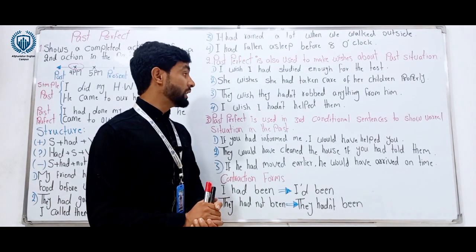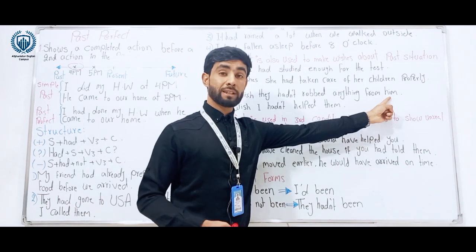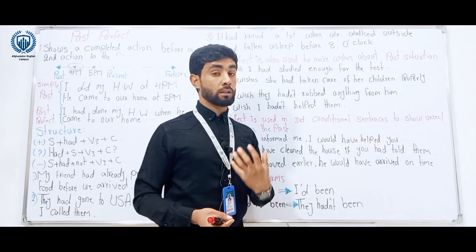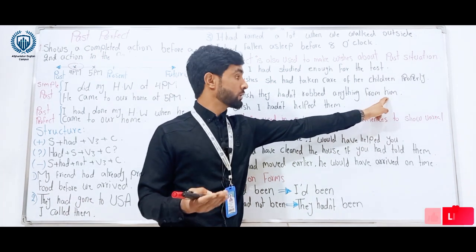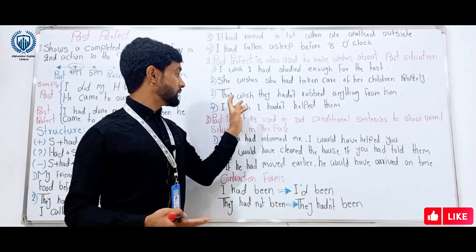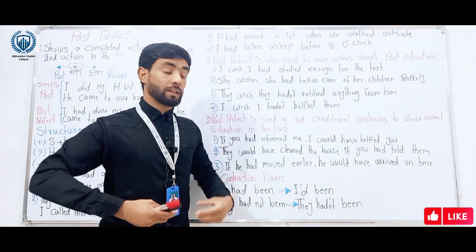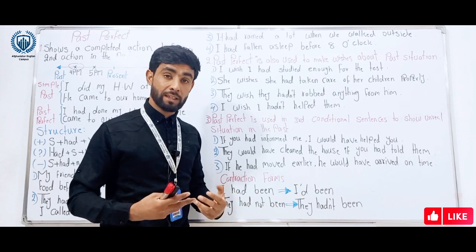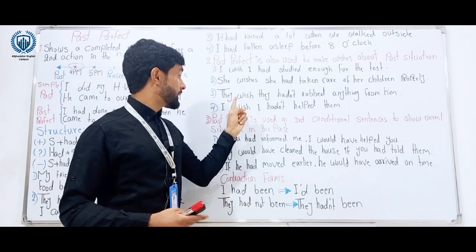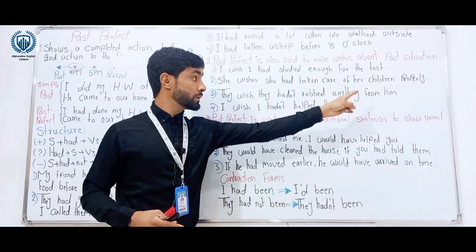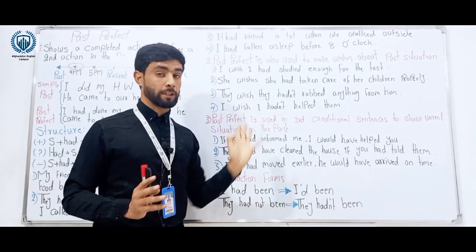The third sentence, they wish they hadn't robbed anything from him. So there was someone they robbed, and it looks like the person was an authority or a strong person in the government. Some guys robbed something from that man, and now they are in jail, in prison, and they are in trouble. Now what do they wish? They wish they hadn't robbed anything from the strong man. They wish they hadn't robbed anything from him.